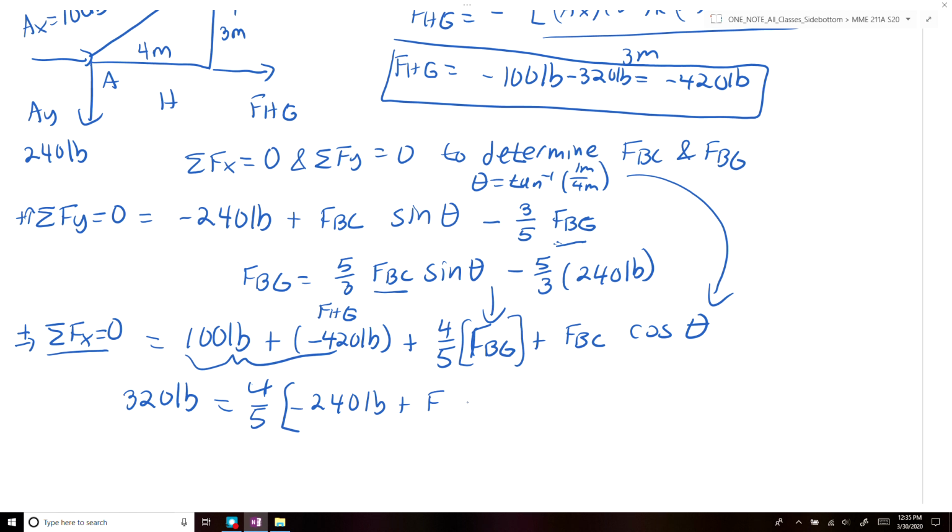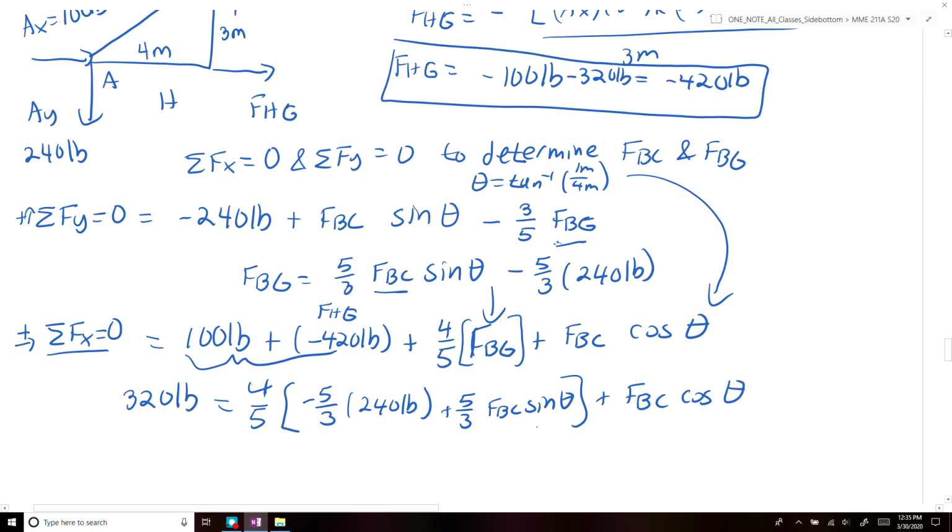Sorry, I made a mistake. Let's go back here. So we get minus 5/3 times 240 pounds plus 5/3 times F_BC sine theta. All right, and then we end up with plus F_BC cosine theta.